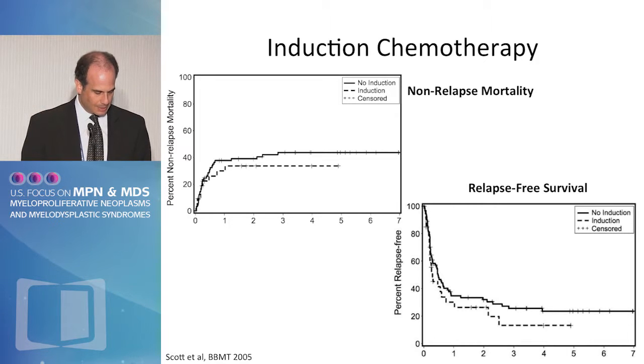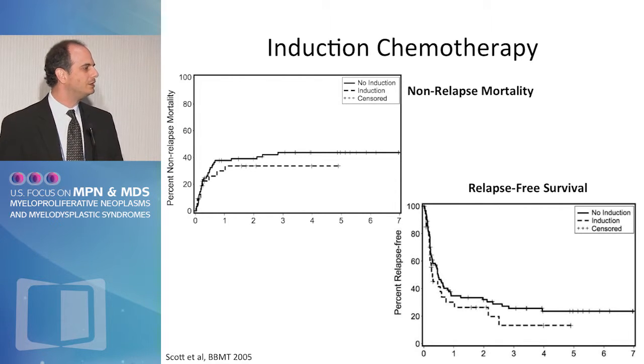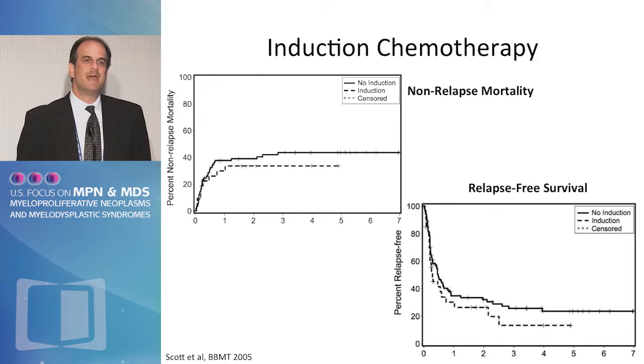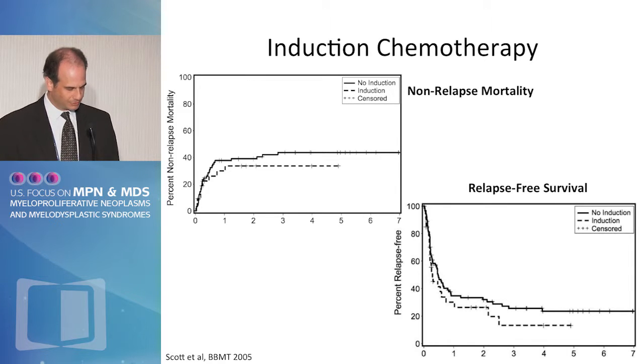And here, we really see no difference in comparison to the Japanese data. So no excess treatment-related mortality for patients who underwent chemotherapy, and really no benefit for those who got chemotherapy, and no decrement either. So there's really no difference here.